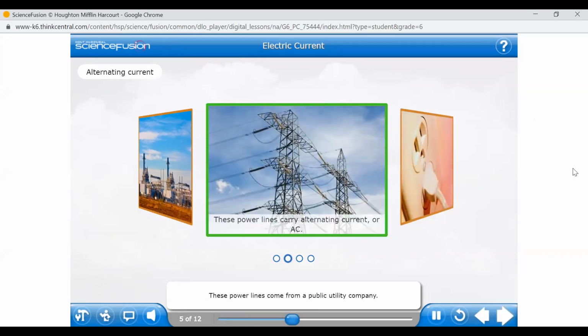These power lines come from a public utility company. The power lines carry electricity as AC to homes and businesses. Transmitting AC is often more efficient than transmitting DC because less energy is lost.